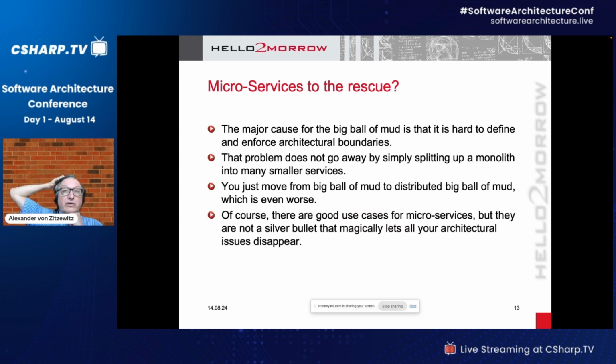Of course, there are many good cases for microservices, but they're not the silver bullet. And the author of this famous book about microservices, Sam Newman, wrote it very nicely: you have to convince me that I need microservices, and you have to have good arguments for it, because the default architectural pattern should still be the monolith.